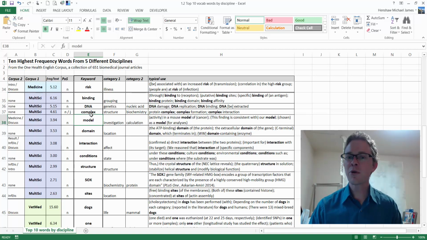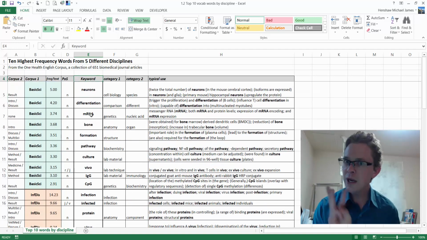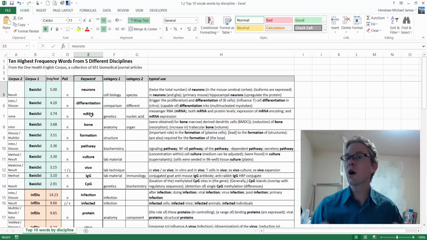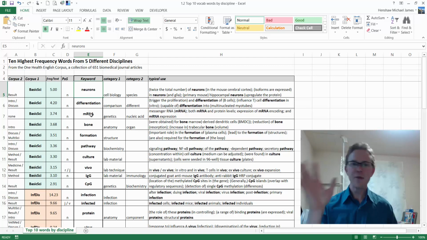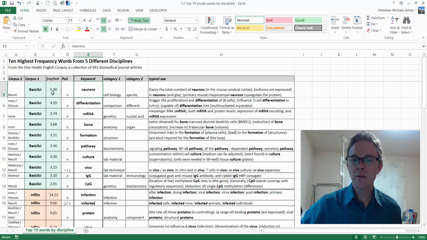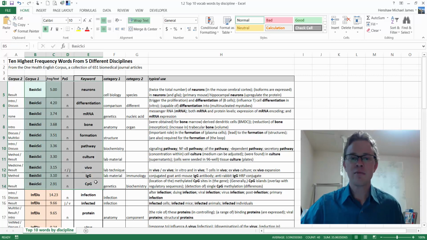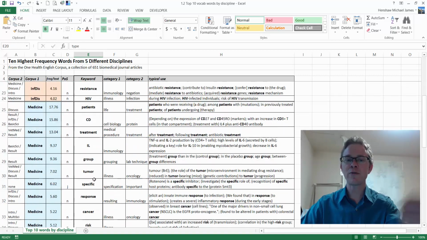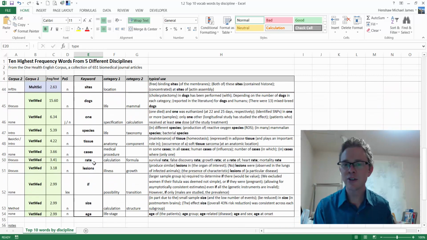I would like you to go through this list and choose three words which you are comfortable with. They can come from any section. If all three of them come from basic science, that's okay. If you take one from infectious, one from multidisciplinary, one from vet med, that's fine too. Completely up to you.